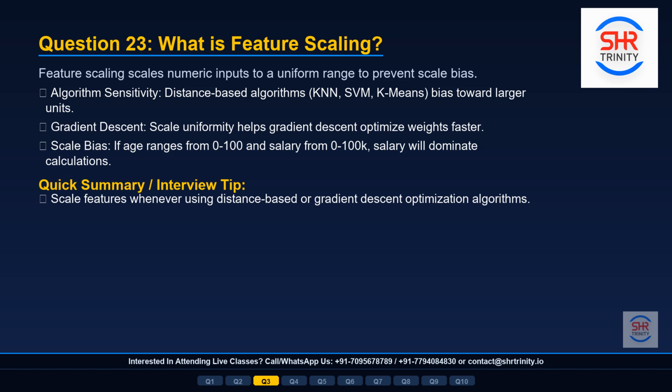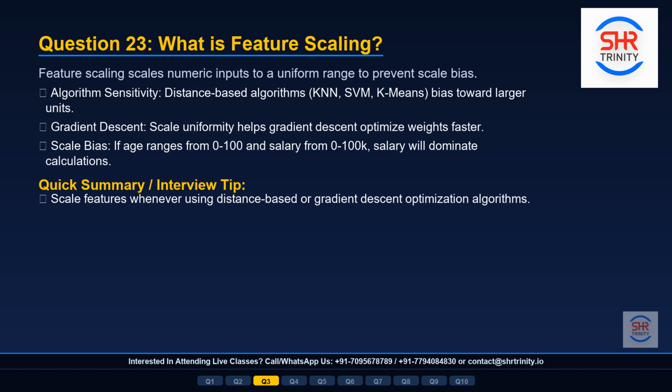Furthermore, for algorithms optimized using gradient descent, such as linear regression, logistic regression, and neural networks, having features on completely different scales causes the loss function contour to become highly elongated, making gradient descent oscillate and take much longer to converge. Feature scaling resolves both problems by standardizing the range of all numerical inputs.